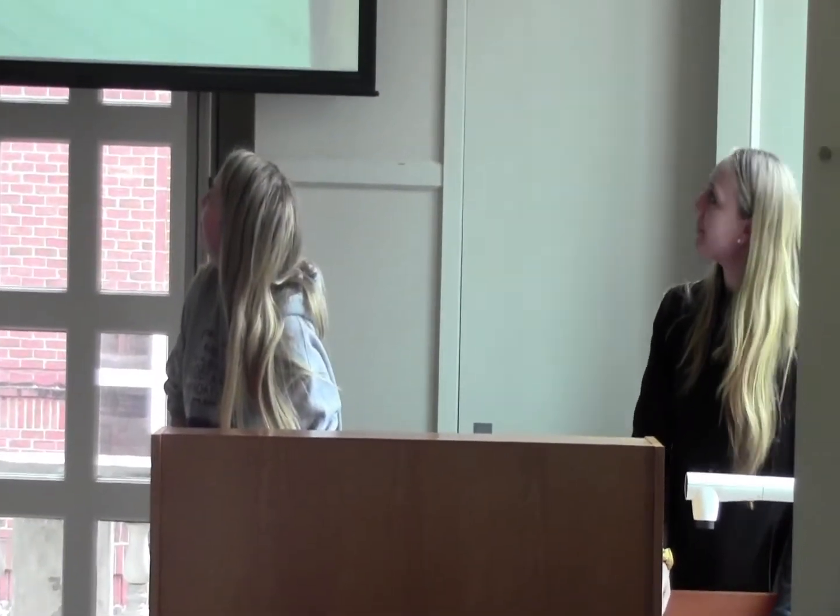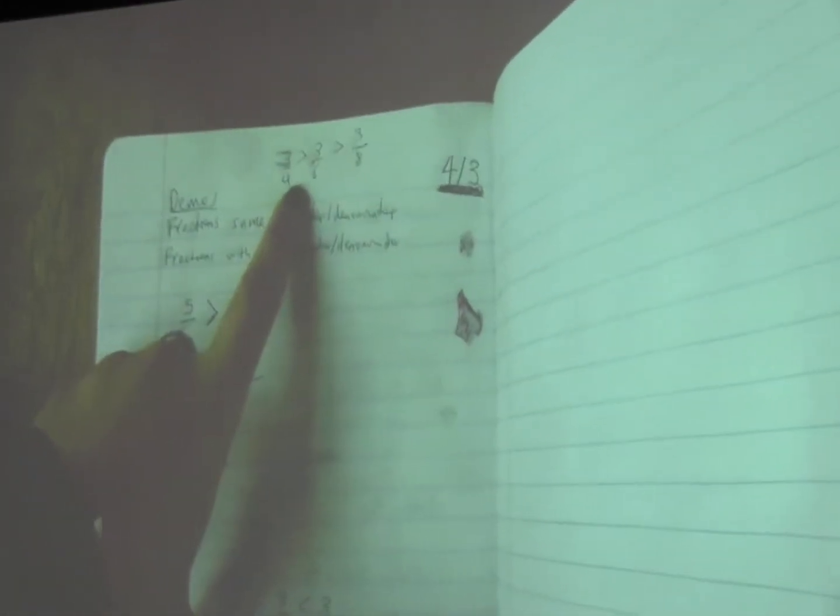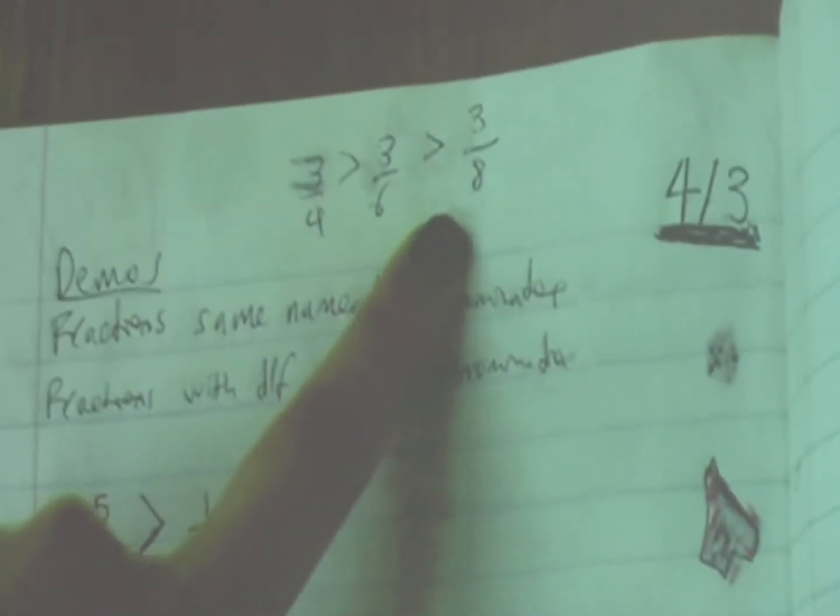Okay. So first, I wrote it this way: 3/4 is greater than 3/6, which is greater than 3/8. But after further discussion, I remembered how last time, since the bottom numbers were all 6, we could just look at the top numbers. This time, all the top numbers were 3, so I decided to just look at the bottom numbers. 4 is the smallest number, so I put that first. So 3/4 is less than 3/6, because 6 comes after 4. And then 8 comes after 6, so I put that one last.